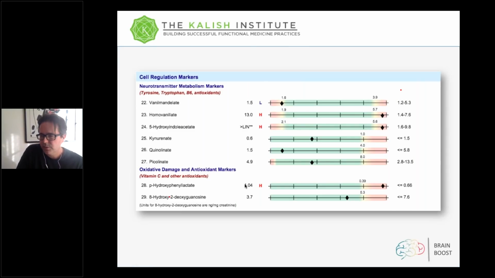And this is the test that we use to look at a lot of health markers of the body, but really the detox systems of the body. But we can also measure the brain chemistry. And this is what is super relevant to our discussion today, this ability to measure neurotransmitters.